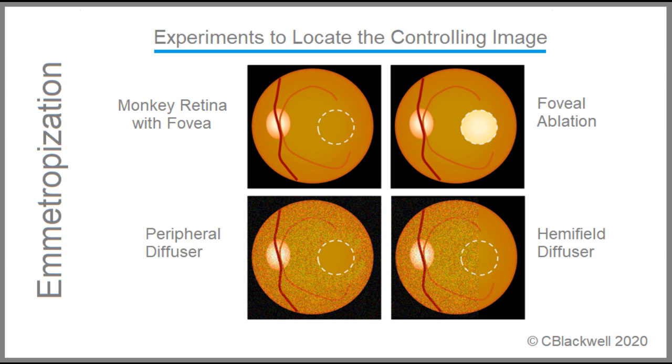This series of experiments confirms that emmetropization control is localized within the eye. Surprisingly, it is not in the fovea. Instead, it is in the mid-periphery. And the effect respects which half of the eye?